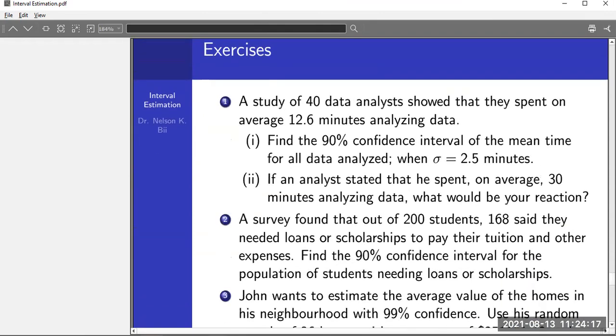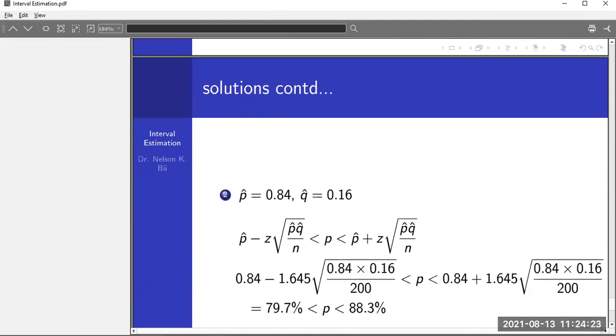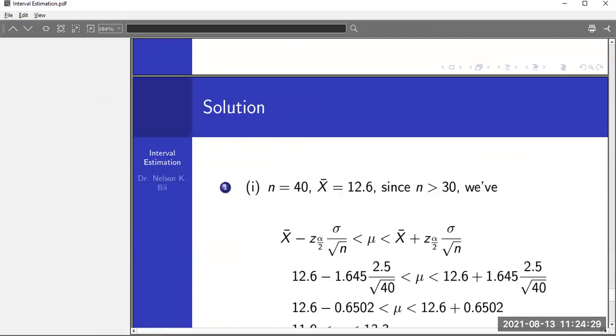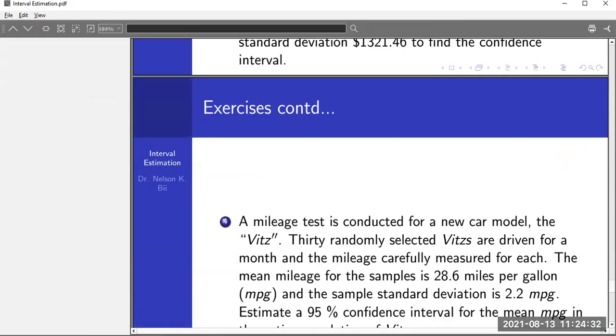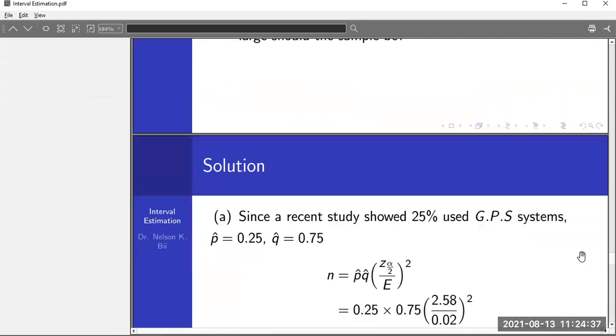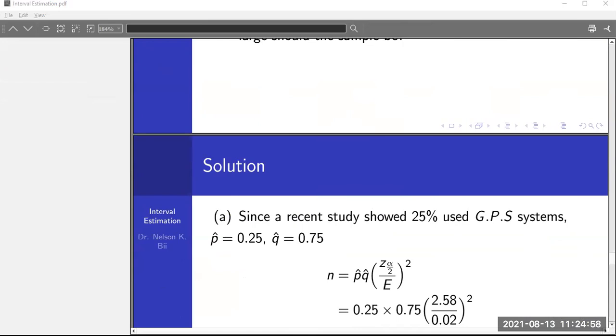So these are exercises for you. In your own time, I've given you the solutions to each exercise. So take your time, go through the questions, solve, then compare your answers with what we have here. Now, allow me to just briefly introduce what we mean by hypothesis testing, maybe for around 20 minutes or so, then we call it a day.